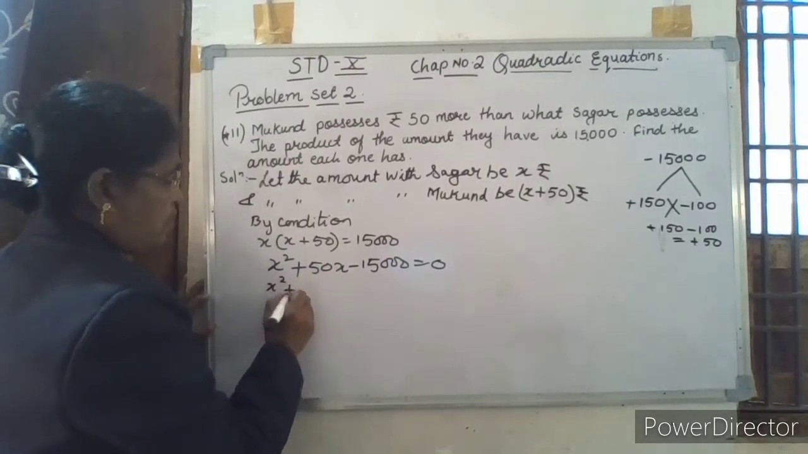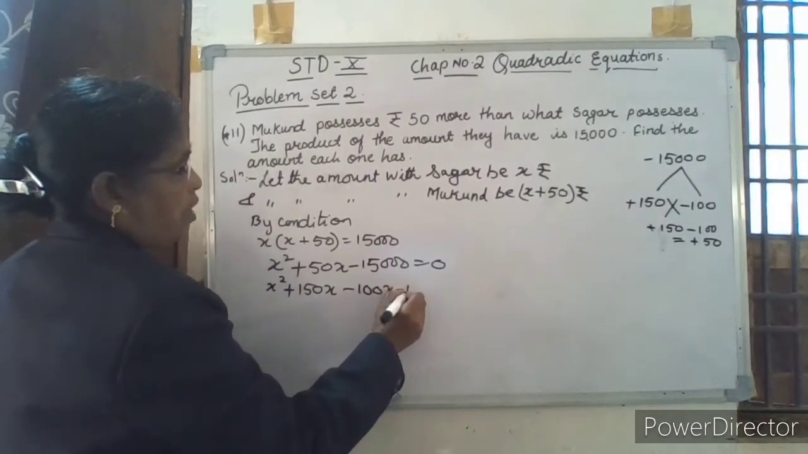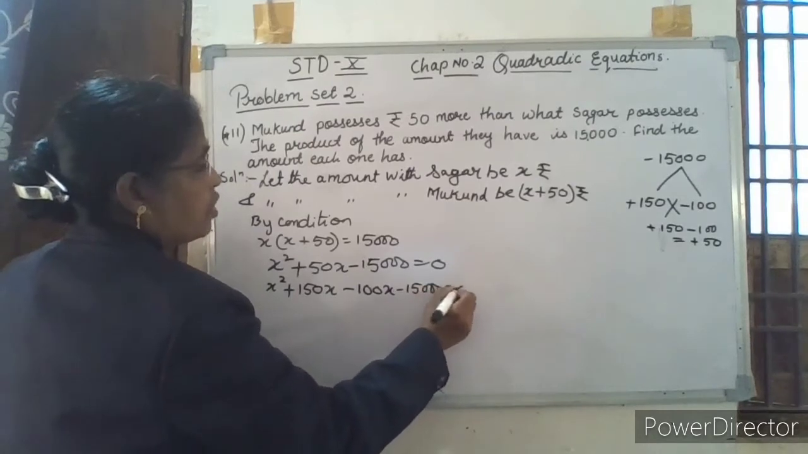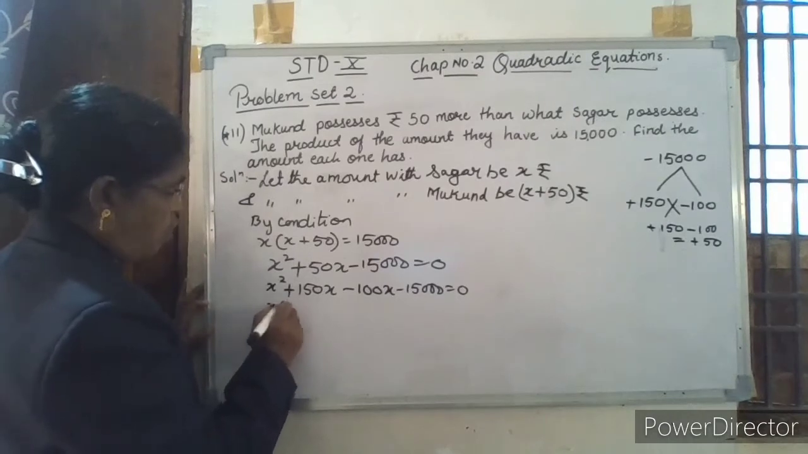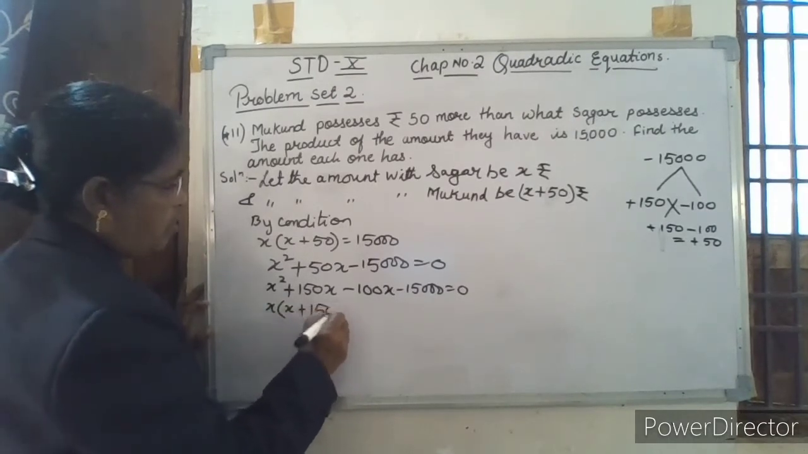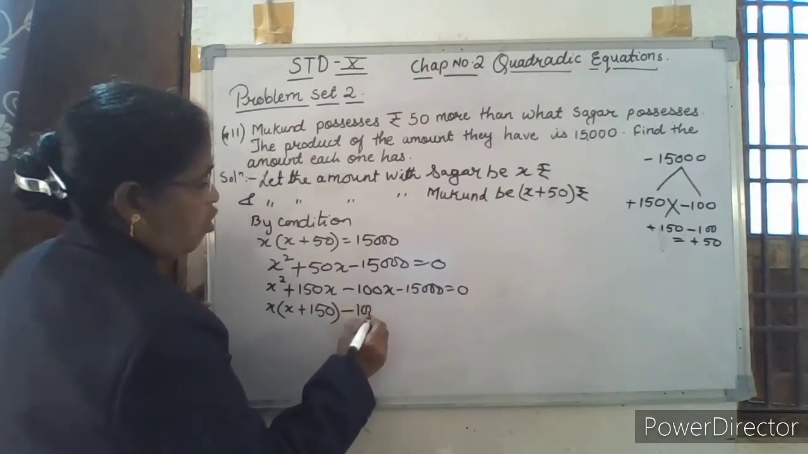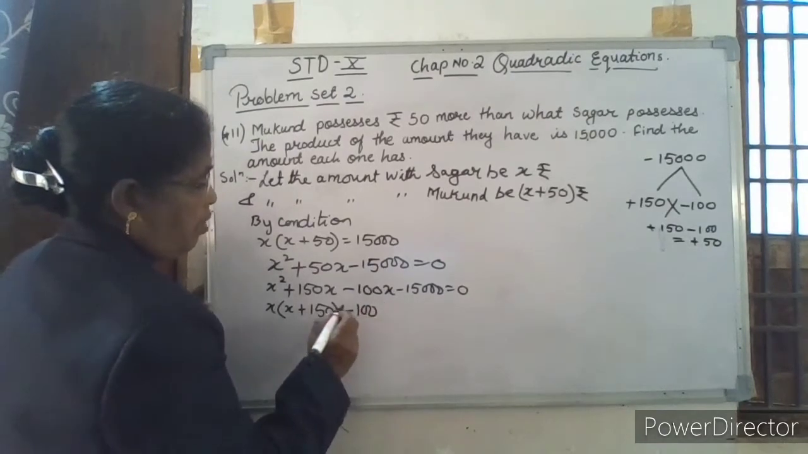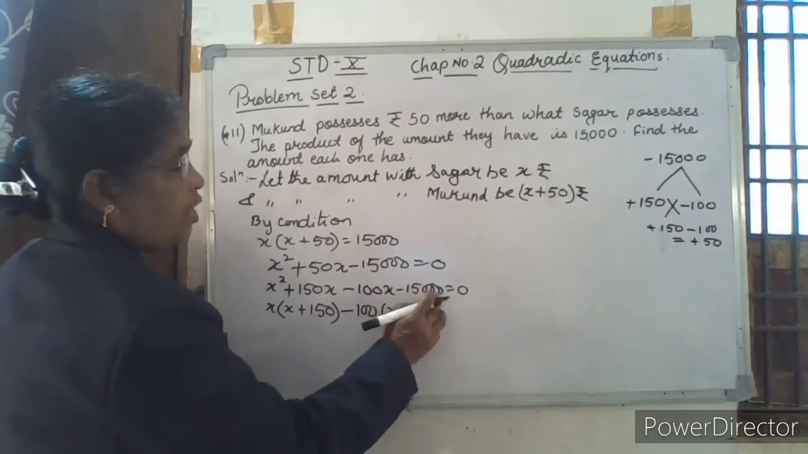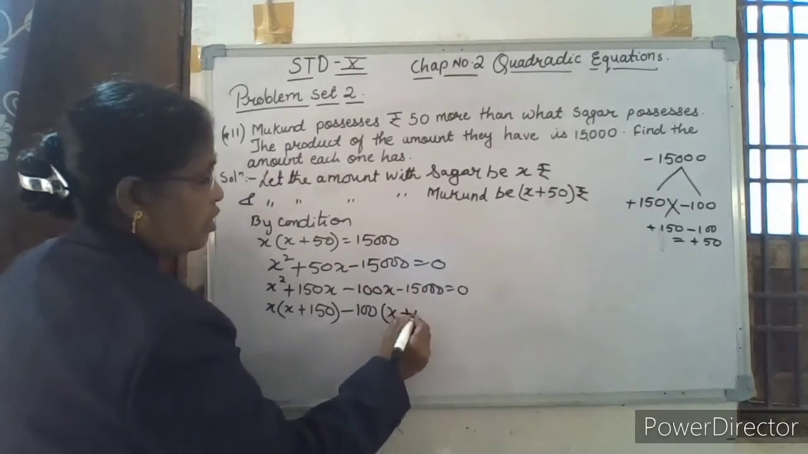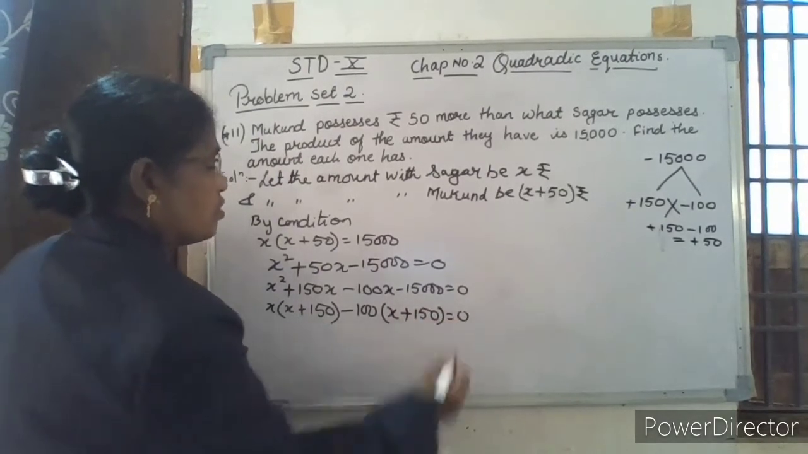So x squared plus 150x minus 100x minus 15,000 equal to 0. Now, from these two terms, x is common. x plus 150 is one bracket. The other one, minus 100 you take out as common here. So minus into minus is plus, x will remain. Minus into minus is plus. 100 goes 20 times, you cancel from here. Here 150 remains. So this is equal to 0.